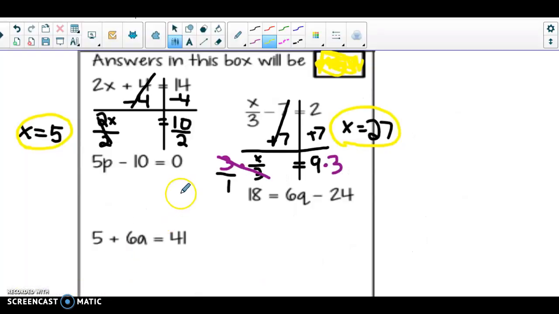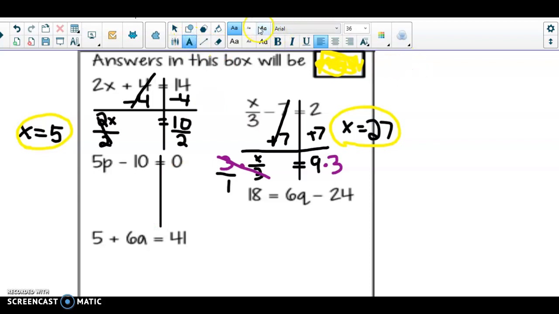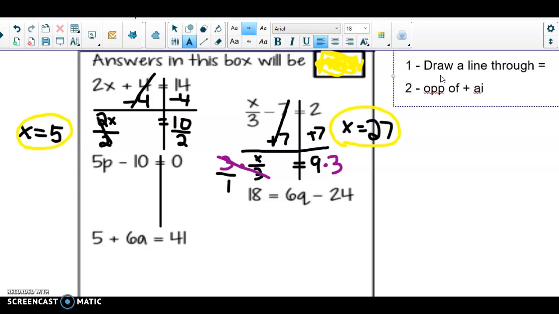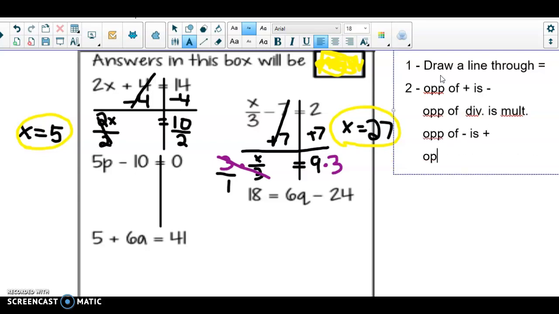Let's see what we got going on. We have 3 more to do, and we're going to follow the same pattern. Step number 1 is we draw a line. Let's write down that step maybe over here. So step 1, draw a line through the equal sign. And then step 2 is just to kind of remember our steps. The opposite of addition is subtraction. The opposite of division is multiplication.